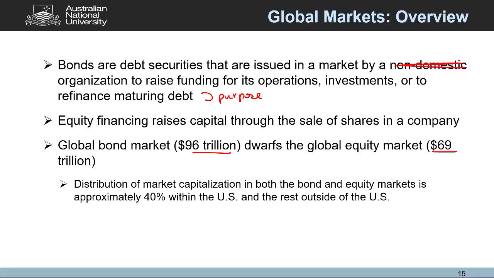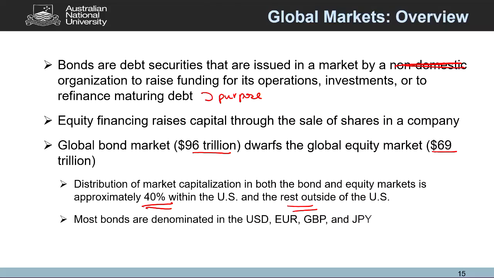So the distribution of market capitalization in both the bond market and the equity market is approximately 40% within the US and 60% outside of the US. So the US is the dominant player in both of the markets. And as we saw in the global debt issuance, the US dollar denominated debt was the most important, right? So in this case, most bonds are denominated in euro, US dollar, pound, and Japanese yen.